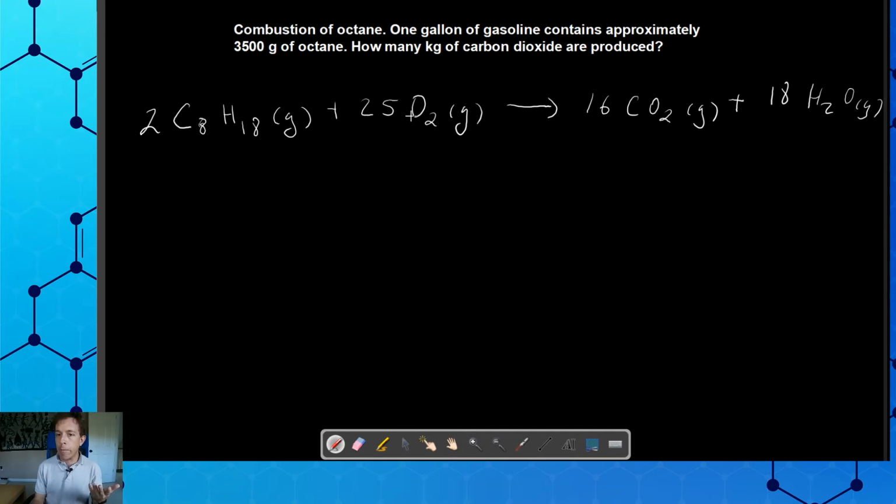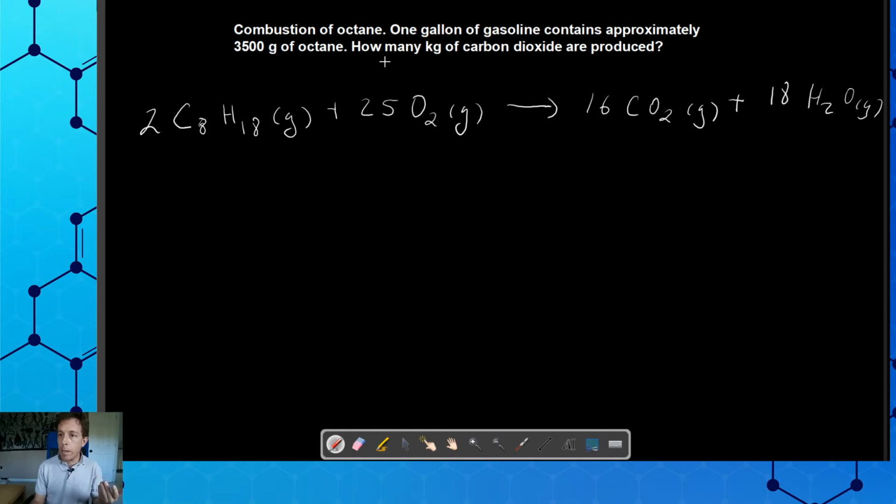And it reacts with 25 oxygens to make 16 CO2. And that's one of the things we're concerned about, the combustion of these fossil fuels, because they release large amounts of carbon dioxide into the air, plus 18 H2O. One gallon of gasoline contains approximately 3,500 grams of octane, and we can actually do another calculation based on using the density, but let's leave that for another time.